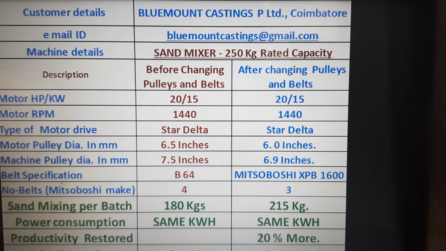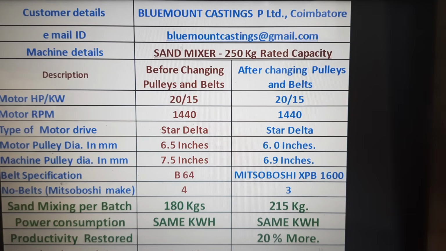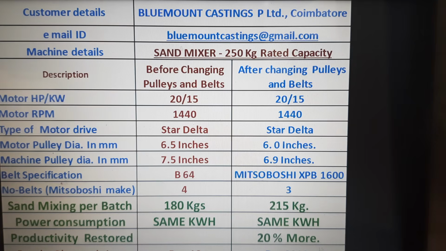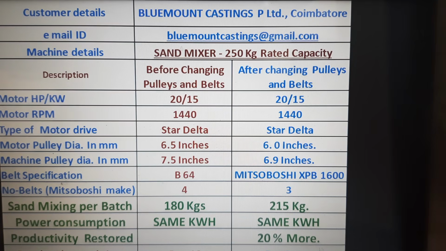This is in a foundry industry, and the MD has taken an excellent initiative to achieve this on a sand mixer of 250 kg capacity. He was almost trying to replace the machine because it was a 250 kg rated machine, but it was delivering only 170 kg; almost 20-25% the machine got derated. After replacing the classic belts with cogged belts as well as resizing the pulleys, the production in the machine went up from 180 kg to 215 kg, almost 20%, and the production was restored back to its rated capacity.